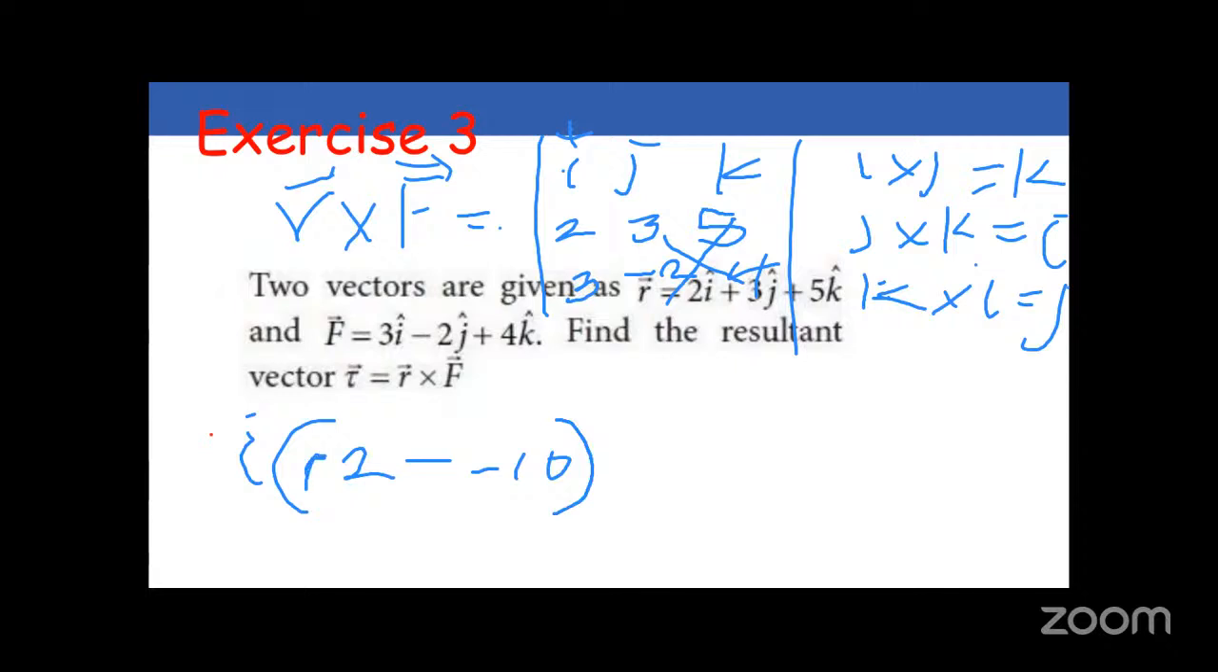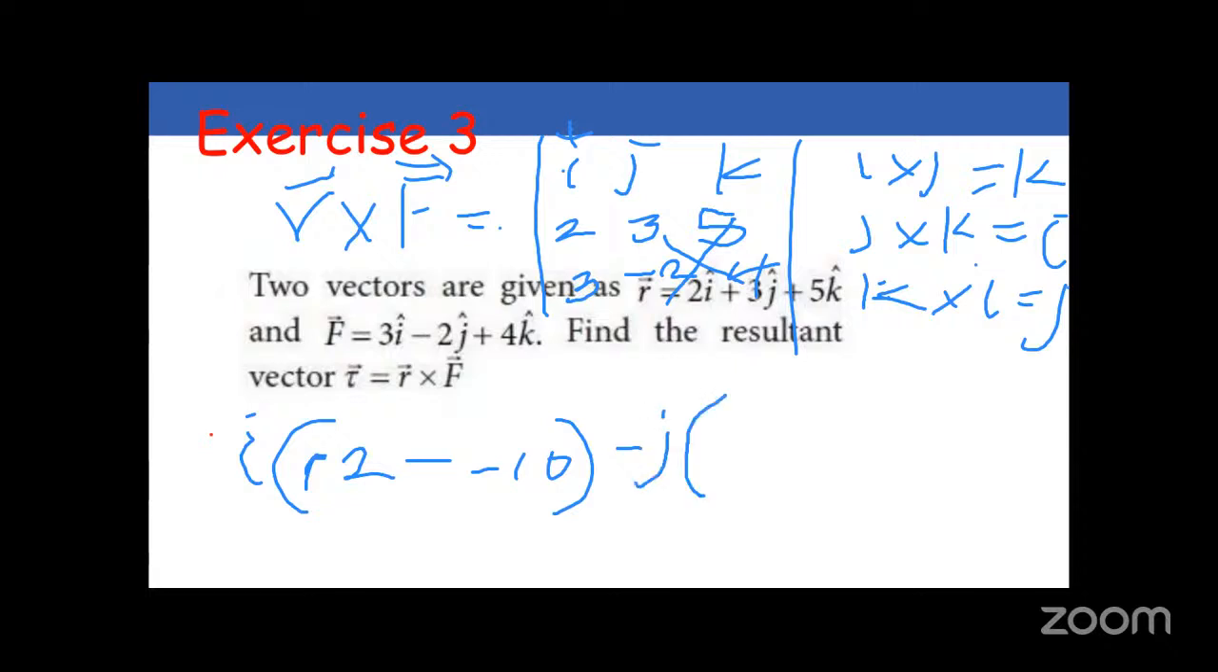12 is gotten from 3 multiplying 4, diagonally across. 3 times 4 is 12, minus, you find the difference, then there is a minus in front of 2. So minus 2 times 5 will give minus 10. So that is why we're having a minus minus. Minus minus gives a plus, but we'll still come back. And so J has a minus.